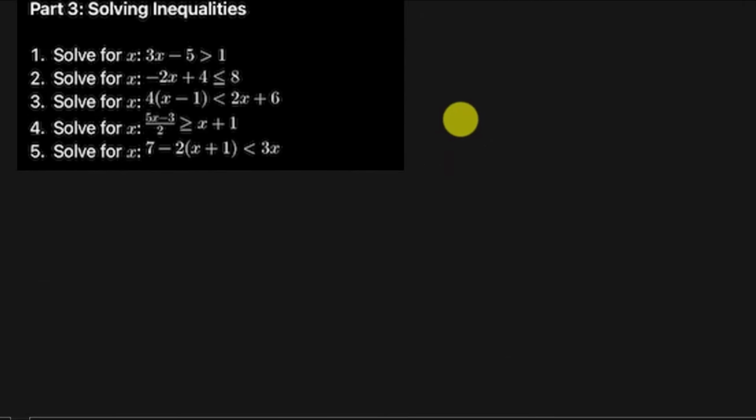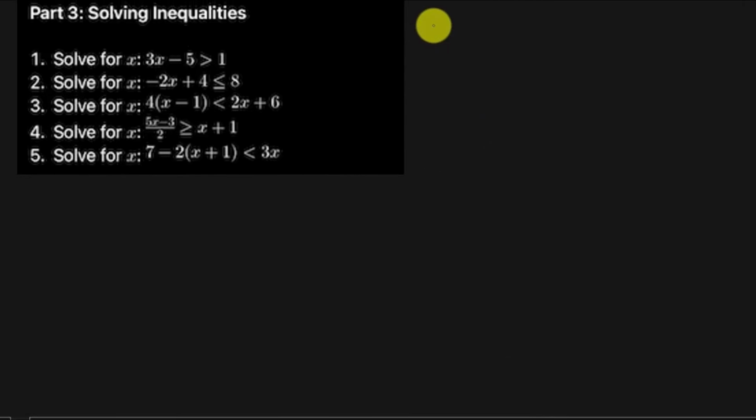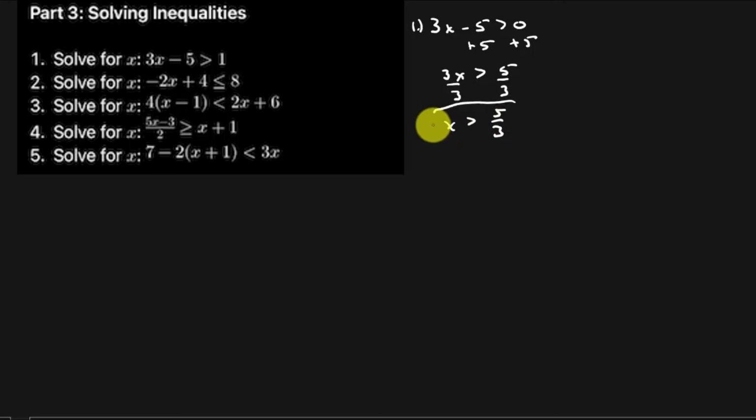We'll do those. All right, so we got some inequalities to solve. So 3x minus 5 is greater than 1. This is problem 1. So we're going to add 5. I get 3x is greater than 5. Divide by 3. X is greater than 5/3.